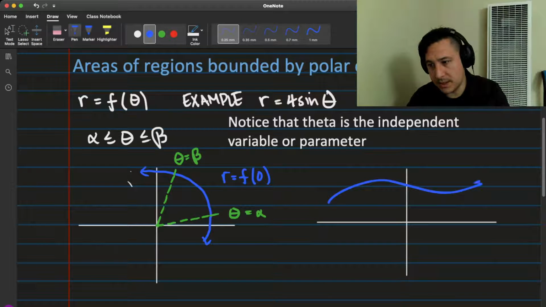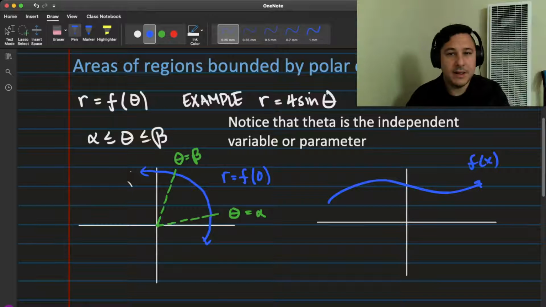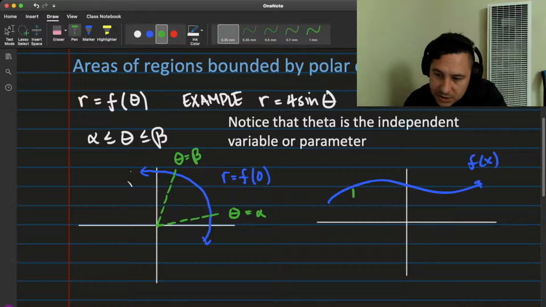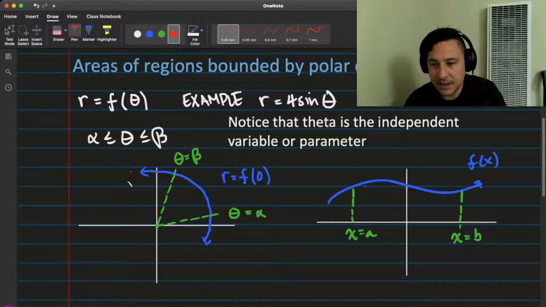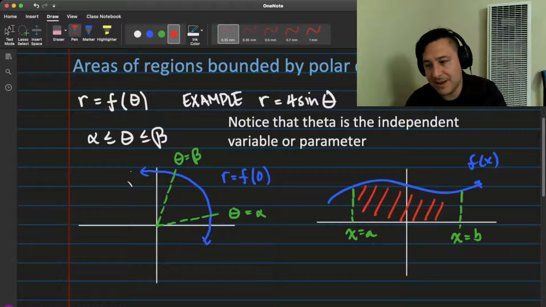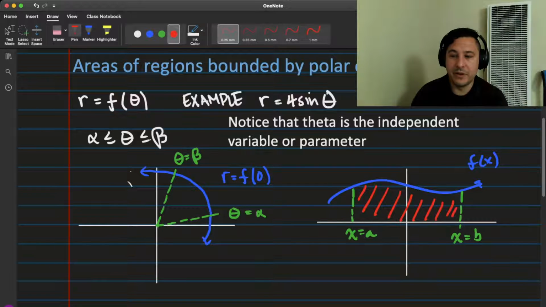So this could be my f of x. And for rectangular coordinates, you would be interested in the area between x equals a and x equals b, which would be like this stuff. Do you see how I don't have vertical lines anymore for this example? Why do these green lines here, why are they going like this? Why don't they look like the case over here, where between x equals a and b is vertical lines? Like, why do we not do it like this?